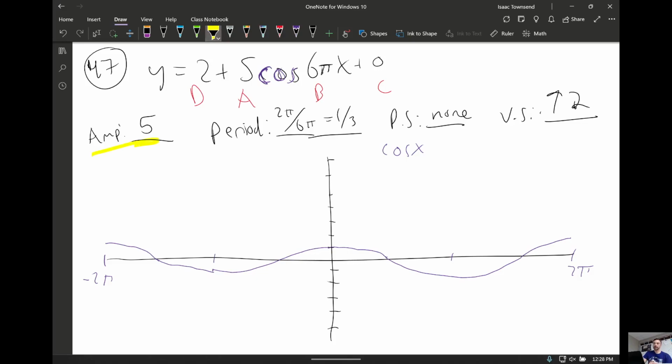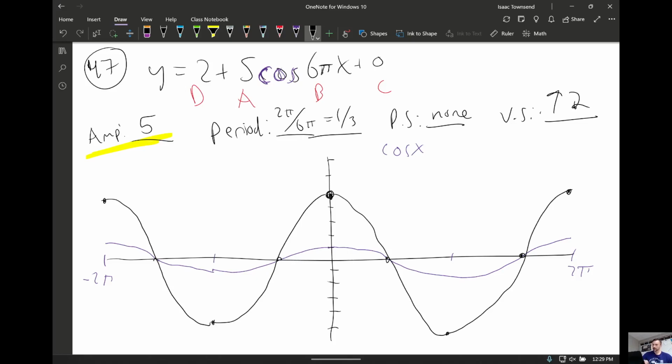Then I would make one change, like the amplitude. If I change the amplitude from 1 to 5, now it's going to go up to 5 instead of 1, down to negative 5 instead of negative 1. Because it's like we're multiplying each value by 5. And 0 times 5 still stays 0. So this is what I would expect 5 cosine of x to look like. You okay with that transformation?